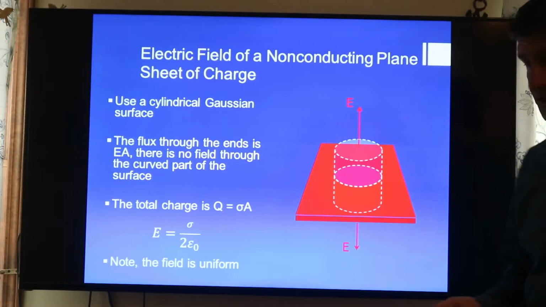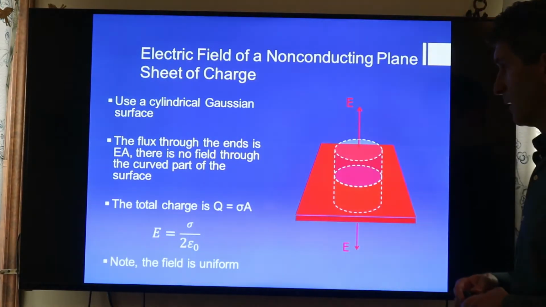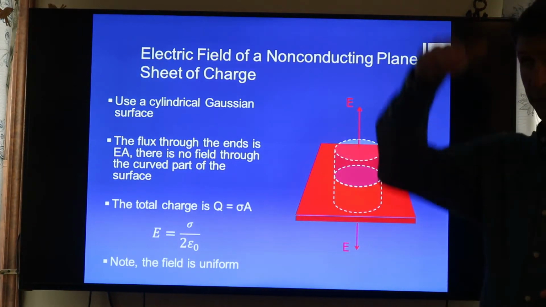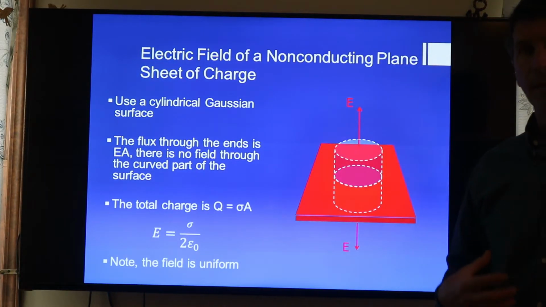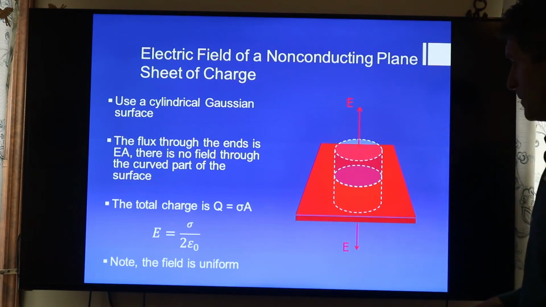It doesn't depend on the distance here. But again, we're assuming an infinite sheet of charge. If we had a finite sheet of charge, if we got far enough away from it, it would begin to transition to a 1 over r squared type dependence.